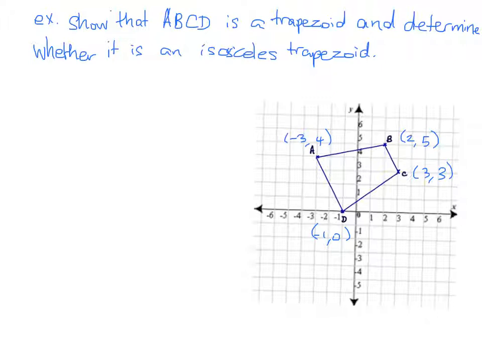And the best way, the easiest way to do that is to figure out the slope. All right, so it does look like AD and BC are parallel to each other. It looks like it, but we can't assume, as I just said, so we have to test it out. So let's figure out the slope of AD first.